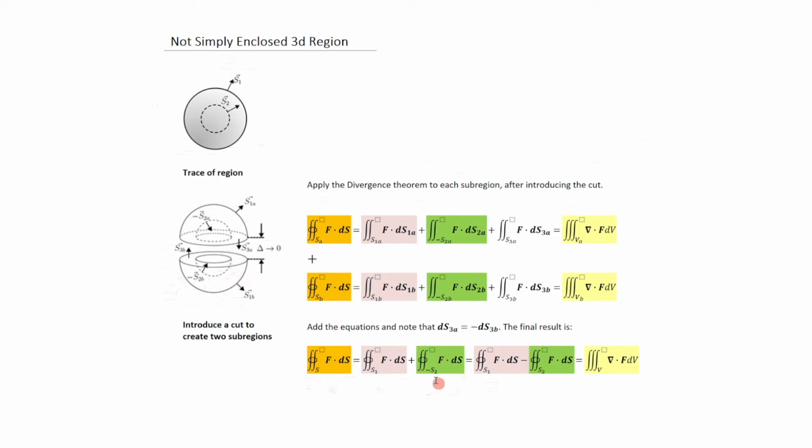Or alternatively, you can reverse the direction so that it's pointing in the opposite direction. You can make this S2, but in that case, a minus sign goes here. When you glue these two volumes together, this is the total volume of interest, which is enclosed. So this is how you would apply the divergence theorem if you have a hollowed out region.